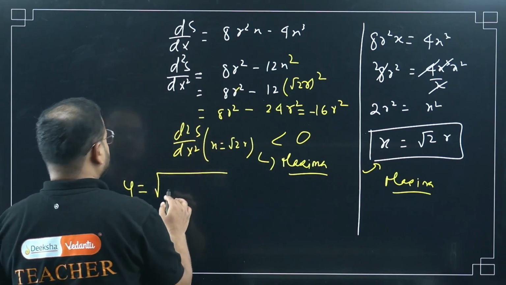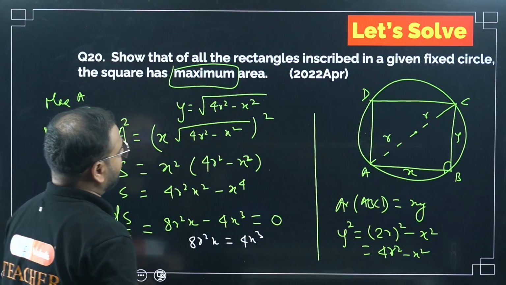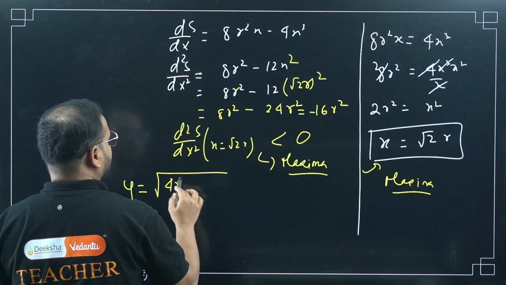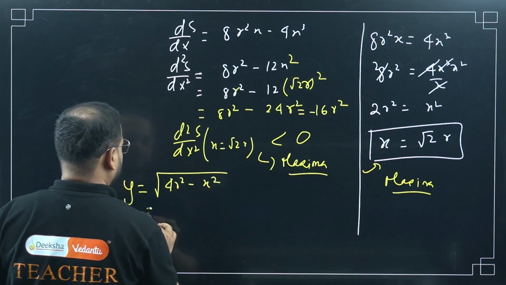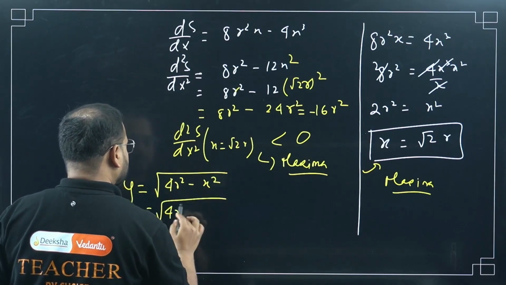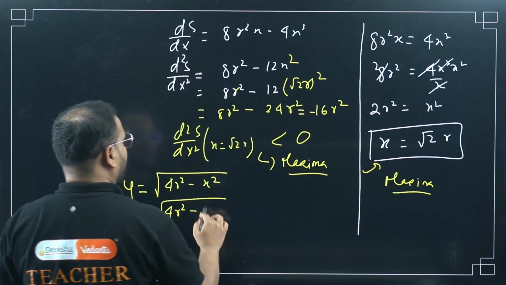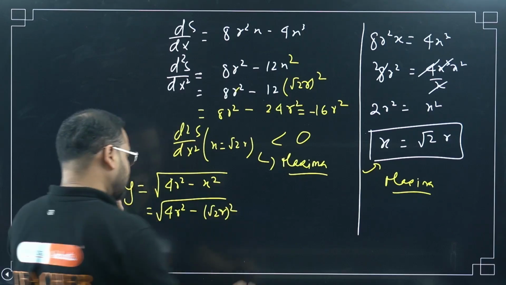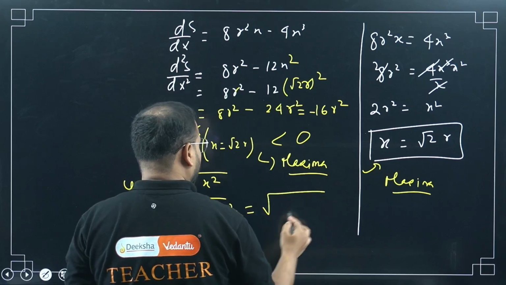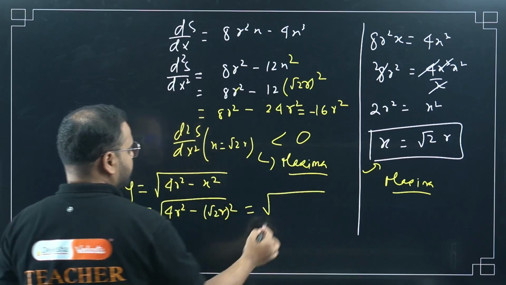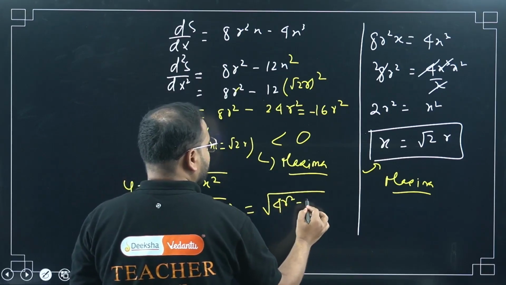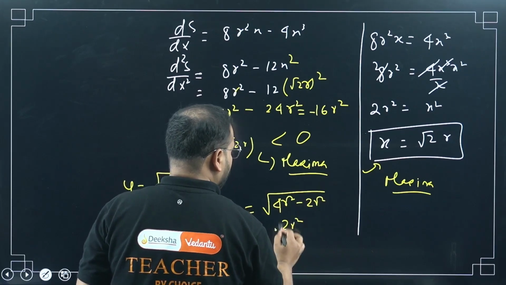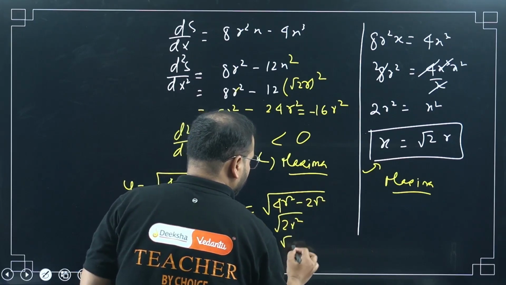What was this? Please check here. 4r square minus x square. So 4r square minus x square. How much is that? 4r square minus root 2r the whole square. How much is that? So this will be 4r square minus 2r square, which is 2r square. How much is that? Root 2r.